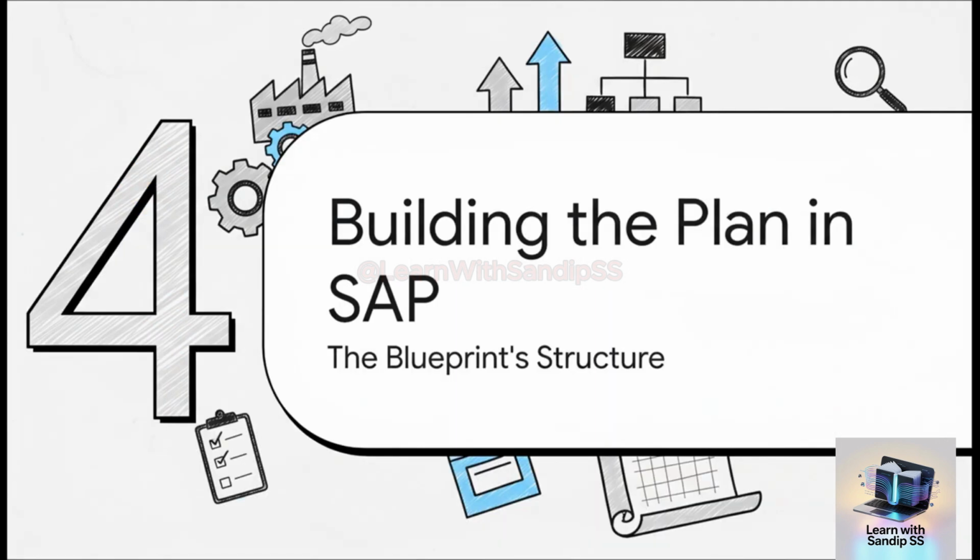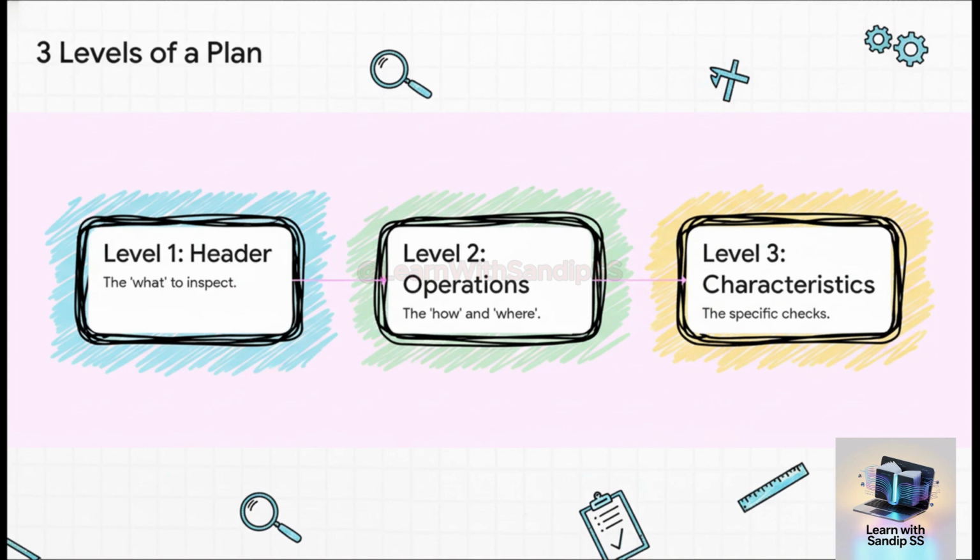Okay, now that we get the logic behind it, let's actually see how this builds the technical structure inside the SAP system. We're going to visualize that 3-level hierarchy we've just been talking about. It's a really simple but incredibly powerful hierarchy. You've got the header at the top, then one or more operations underneath it, and finally one or more characteristics tucked under each operation. Let's break each one down real quick.